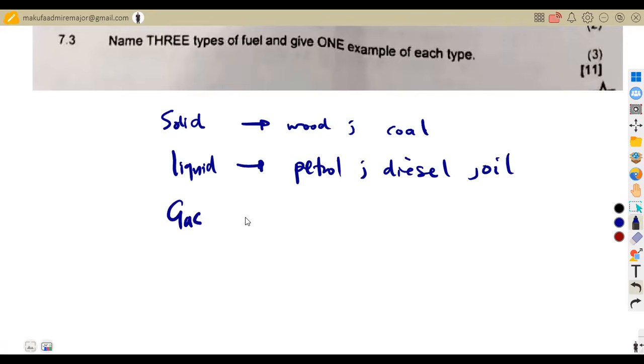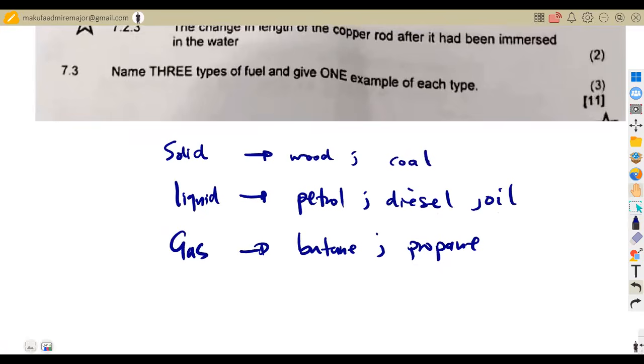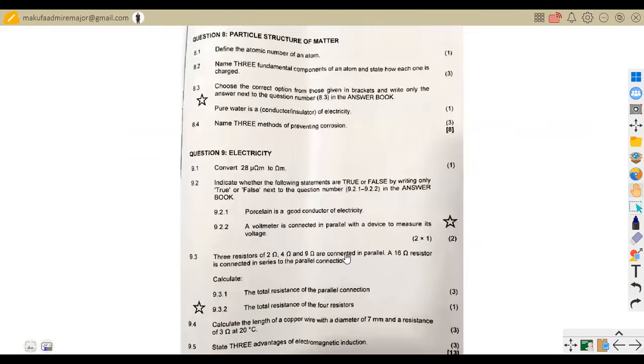We can have it in the form of a gaseous state, which is gas. We can talk of butane, we can talk of methane, we can talk of propane. In this case, we're talking about examples of the gaseous state that we can have.